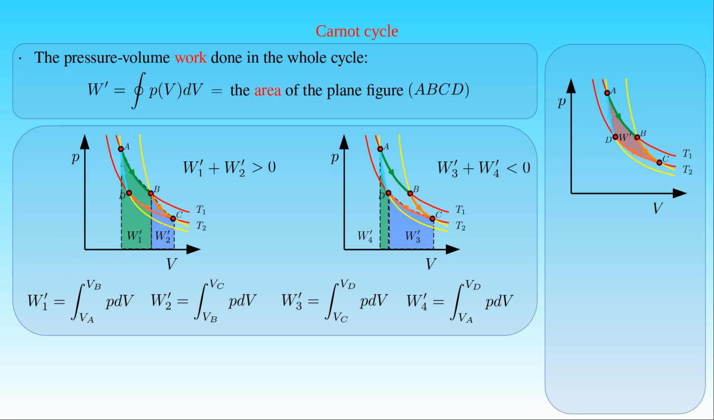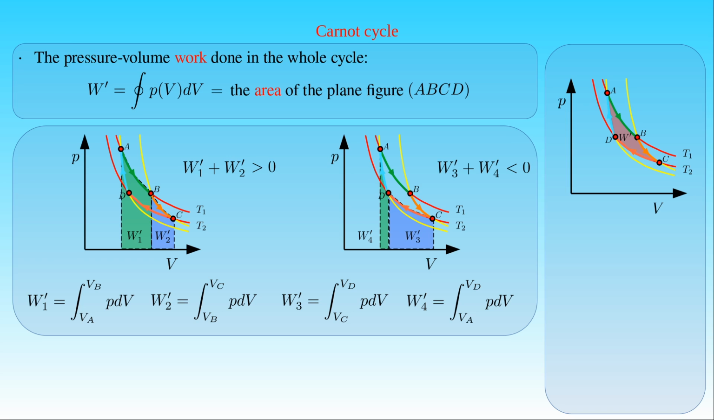The net pressure-volume work W' done by the system in the Carnot cycle is given by the difference between the total area of the two plane figures under the curve connecting the points A, B, and C and the total area of the two plane figures under the curves connecting the points C, D, and A. This difference is simply equal to the area of a plane figure defined by the closed curve connecting the points A, B, C, and D.